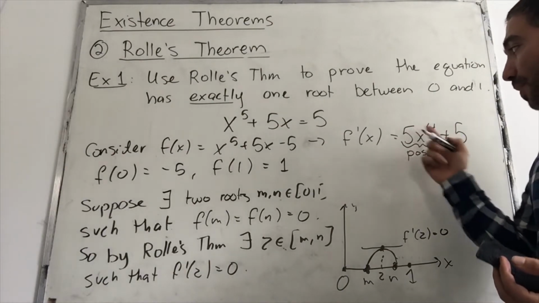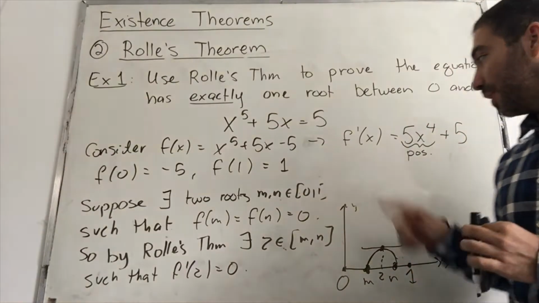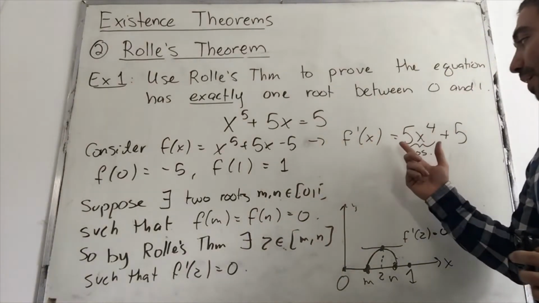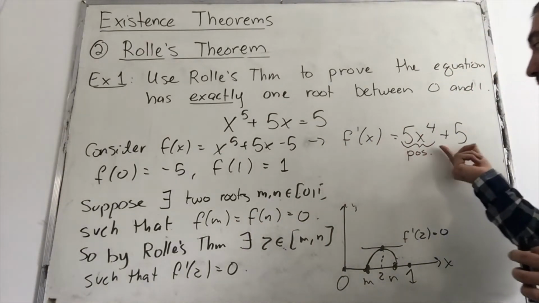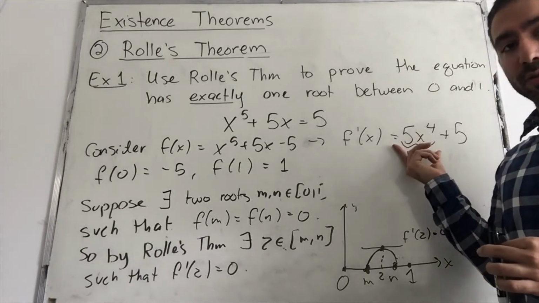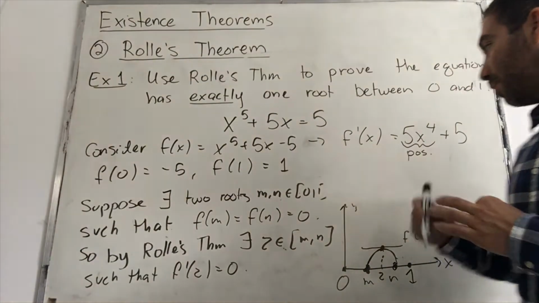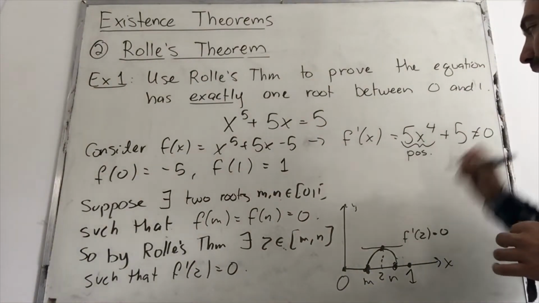The smallest value you can put in here is 0. If you put a negative value in here, because it's to the exponent 4, it's going to turn out to be a positive number, and then you're multiplying it by 5. So this is a positive value, or if you get 0, that's the lowest value you can put here, you're adding 5 to it, which makes it not equal to 0. This could never be equal to 0.